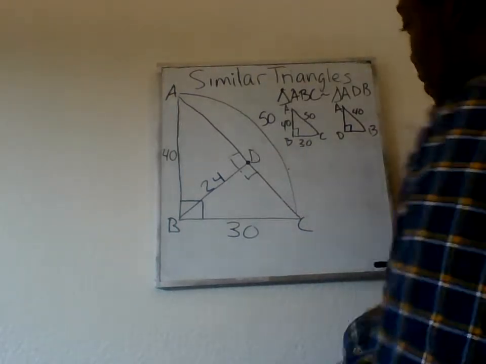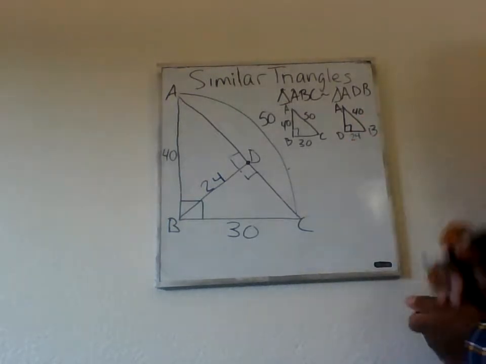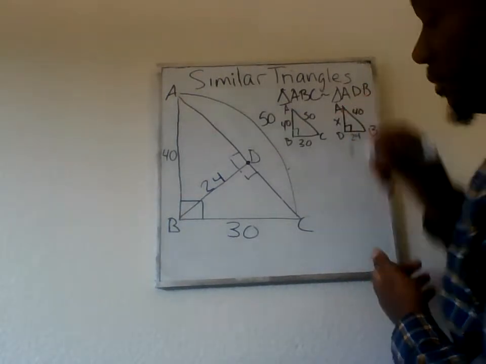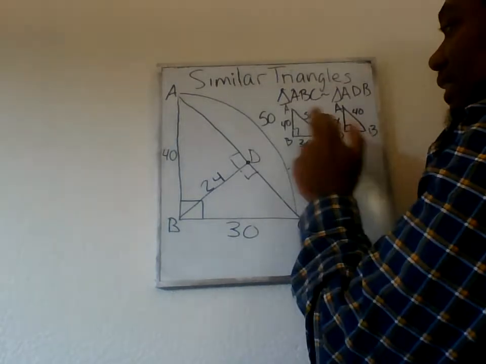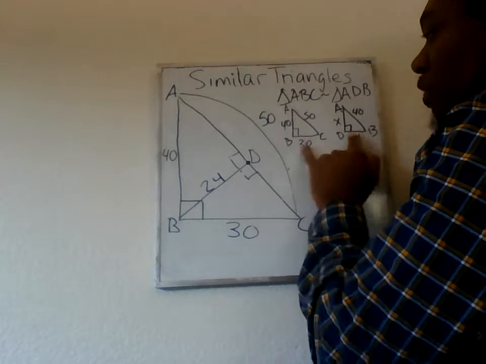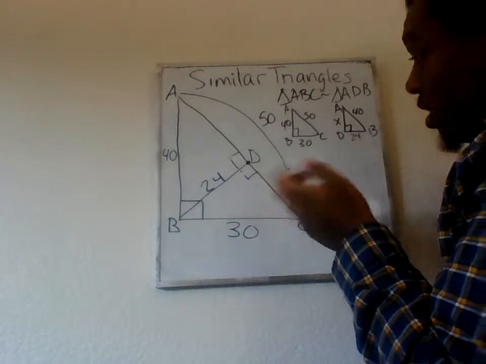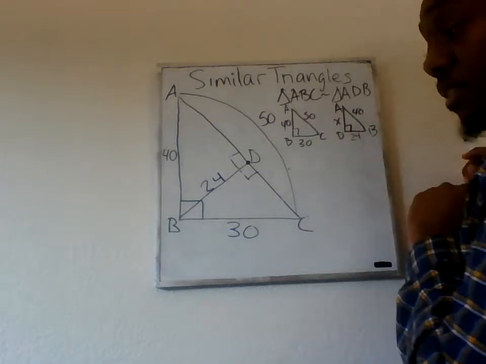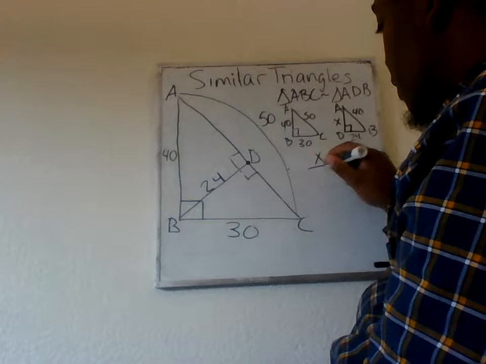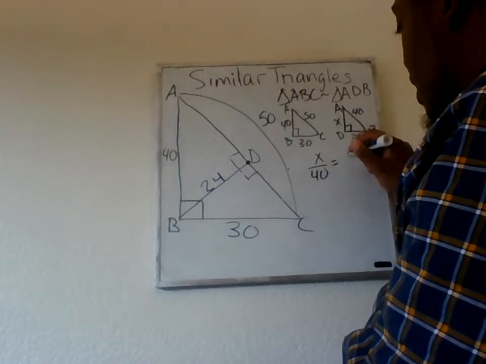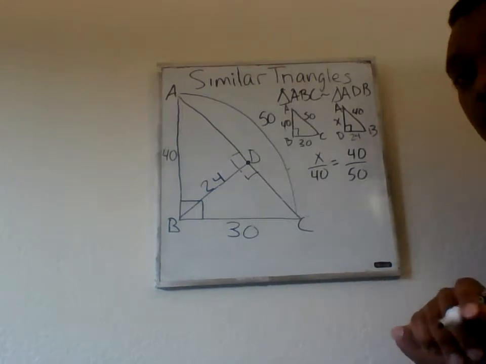Let's find AD. So we know that this is 24. Let's find AD though. So I'll call it X. So we know that X has to relate to 40. 24 has to relate to 30. 40 has to relate to 50. Does it matter which one I use? No, I'm going to stick to what was given to me to begin with though, the 40 and the 50. Okay, so X relates to 40 the same way that 40 relates to 50, because they have to be directly proportional.